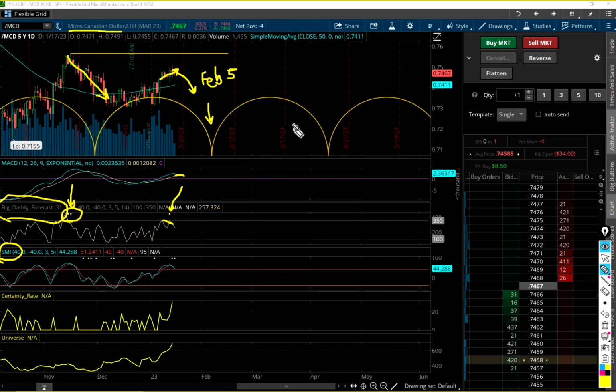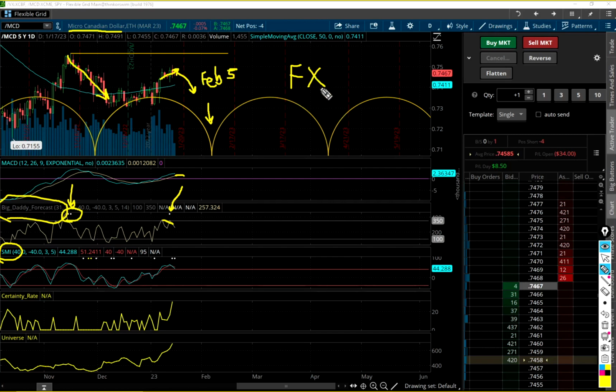So for you Forex traders, for those who don't know what Forex means, that's just foreign currency, also known as FX. If you think the Canadian dollar is going to decline, and there's a good chance it will, you Forex traders can trade accordingly on the Canadian dollar.